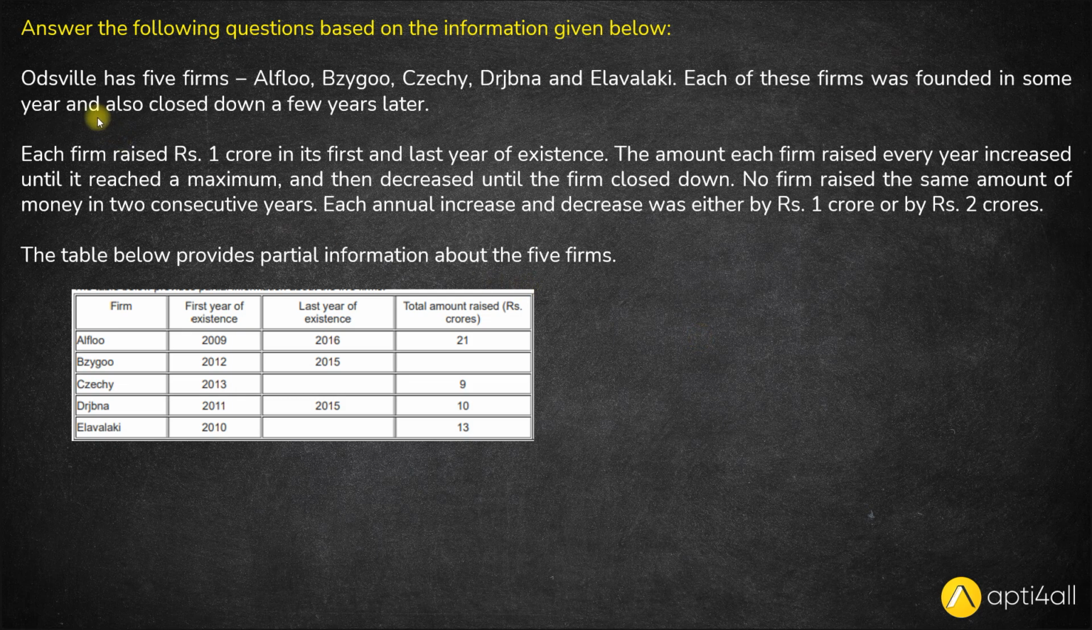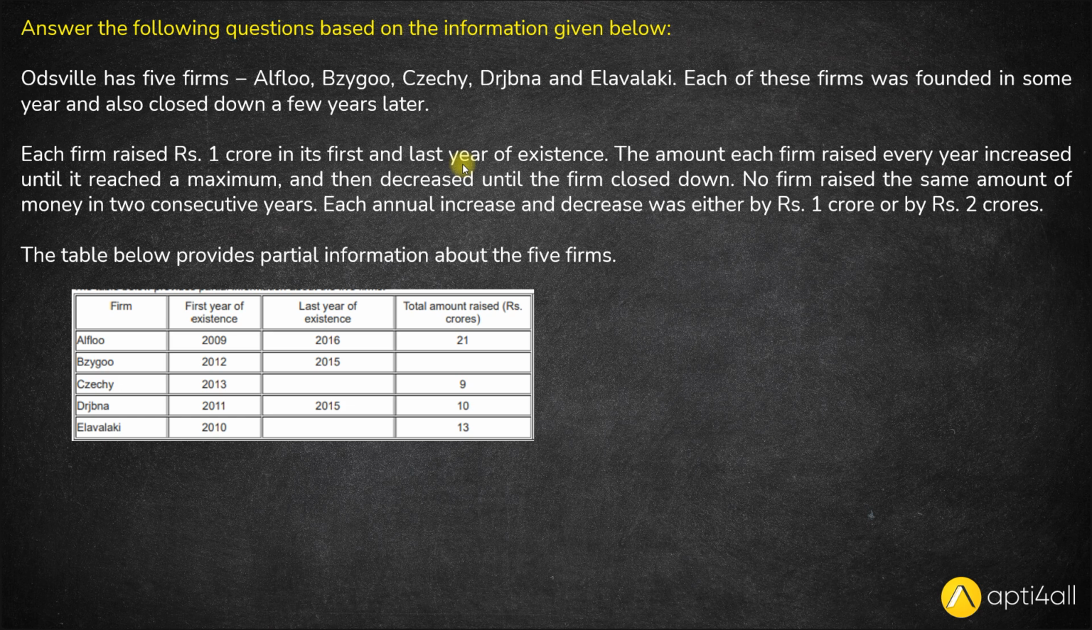Hi, in this set we have Odsville, which has 5 firms A, B, C, D and E, and each of these firms was founded in some year and also closed down a few years later. Now each firm raised exactly 1 crore in its first and in its last year of existence.